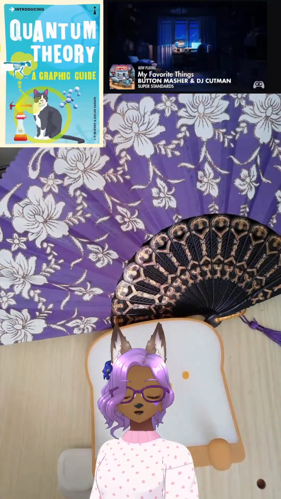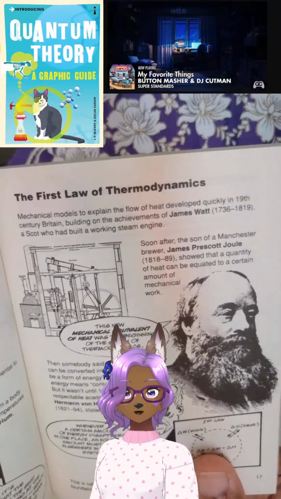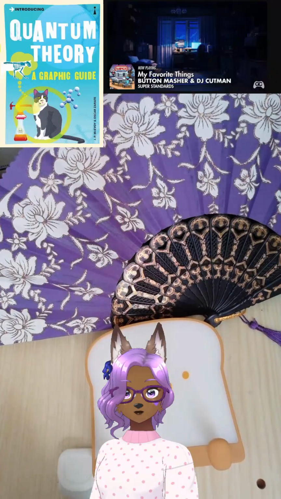Alright, let's move on. Where were we? Right, the weird seat thing. Alright, so we've got the next page. First law of thermodynamics. And maybe this is where we'll end for today.